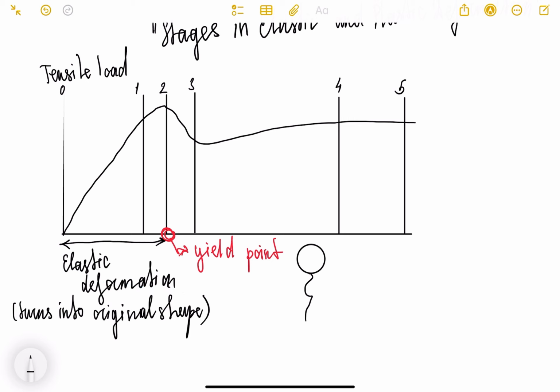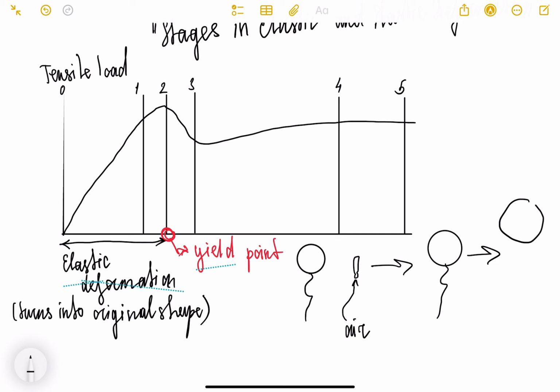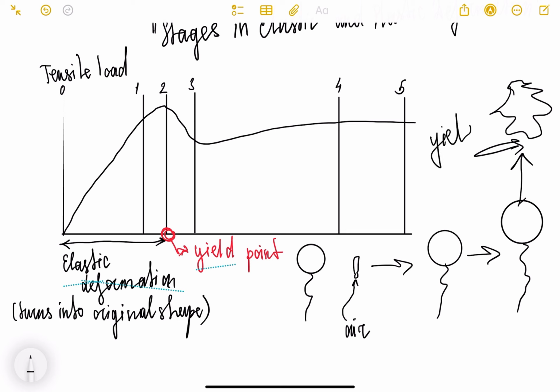Okay, blow up balloons. The balloon was like this, okay? Then air goes into the balloon, then it turns into big, more big. Then pump. This is the yield point of the balloon.